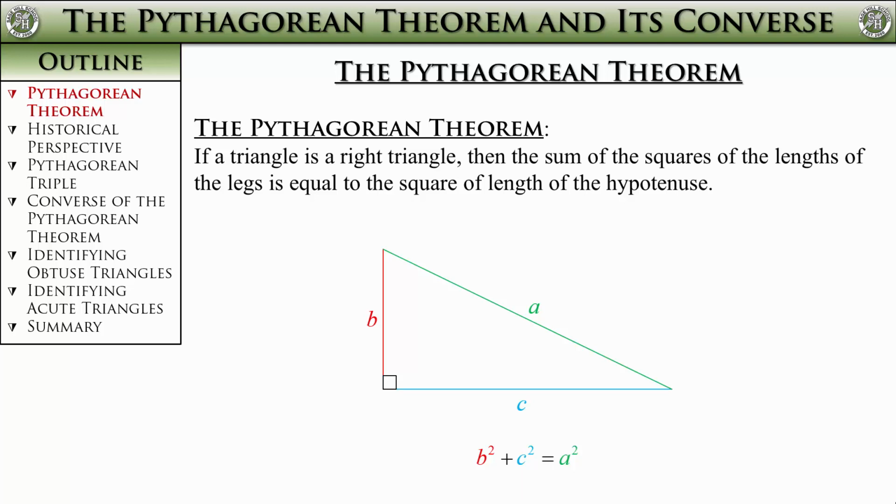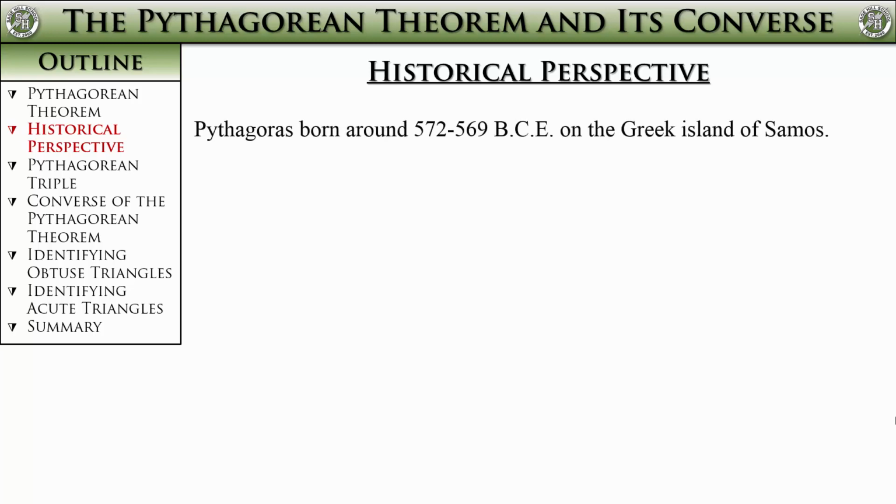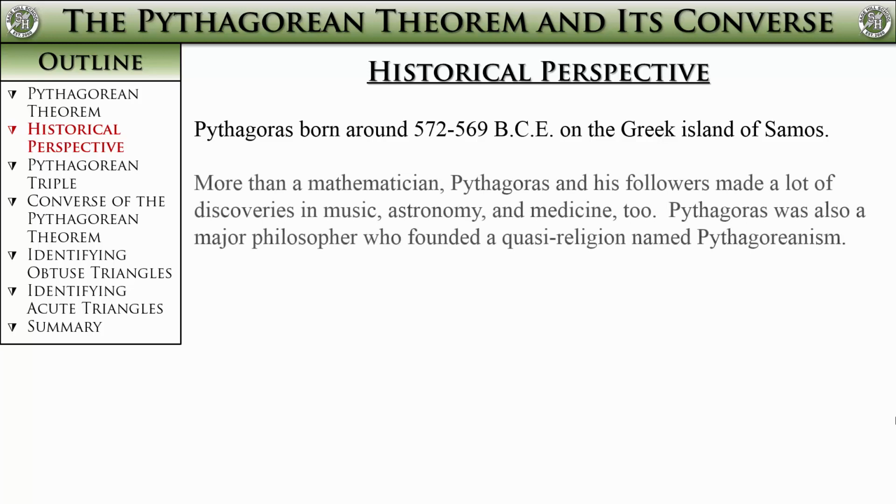Since this is likely the most famous of geometric theorems, it makes sense to give a little historical perspective. The theorem is named after a man named Pythagoras, who was born somewhere around 572 to 569 BCE on the Greek island of Samos. I'm still not used to that BCE thing, instead of just BC. Pythagoras was more than a mathematician. He and his followers made a lot of discoveries in music, astronomy, and medicine too. Pythagoras was a major philosopher who founded a quasi-religion named, appropriately enough, Pythagoreanism.